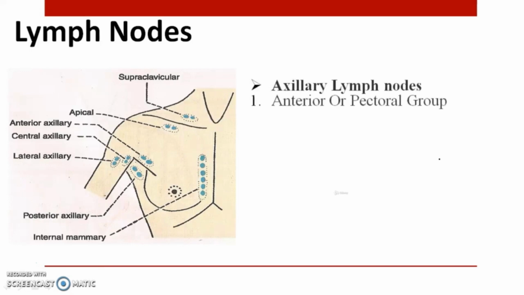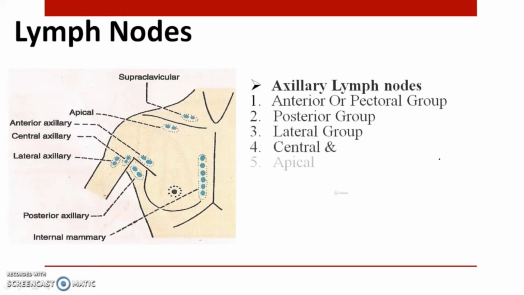These axillary lymph nodes, which are present in the axilla, are again grouped into 5. That is, one is the anterior or pectoral group, another one is the posterior group, then we have the lateral group and central, along with the apical group of axillary lymph nodes. You can make out in the picture clearly.